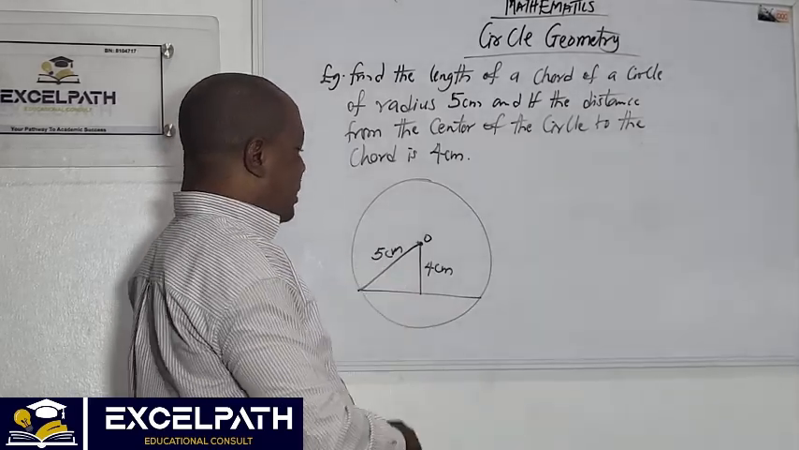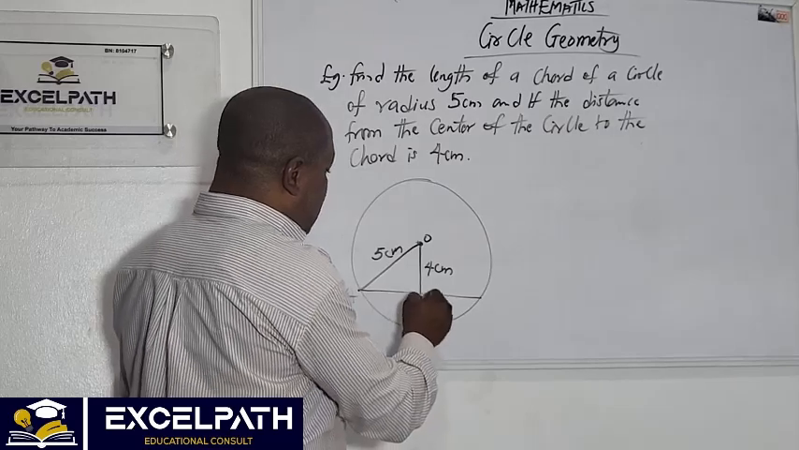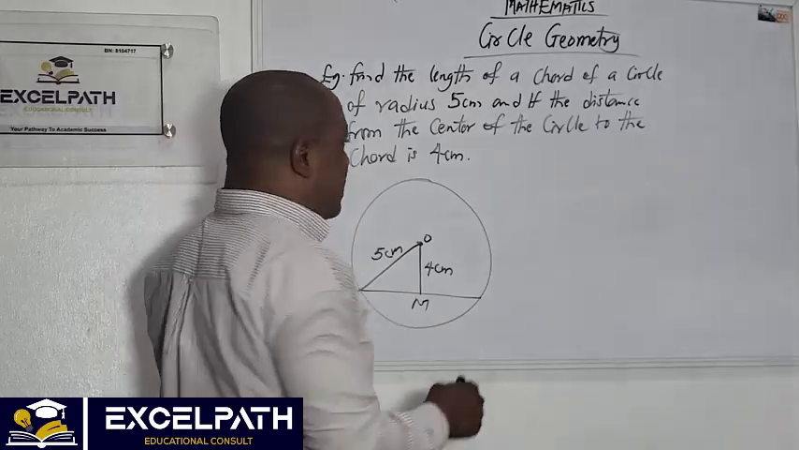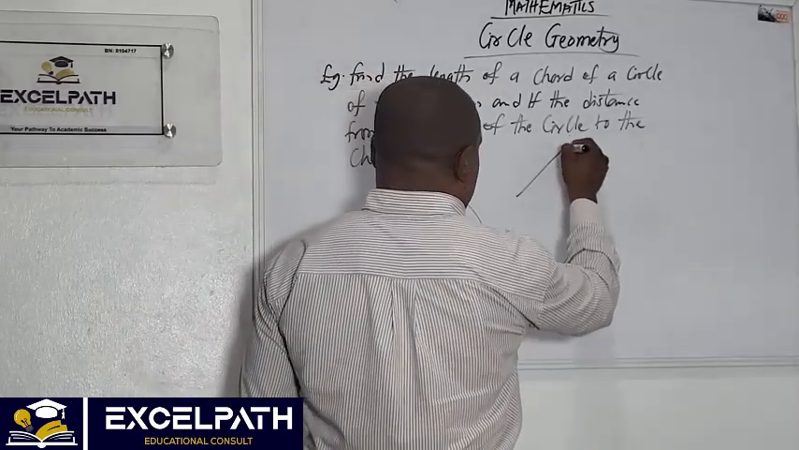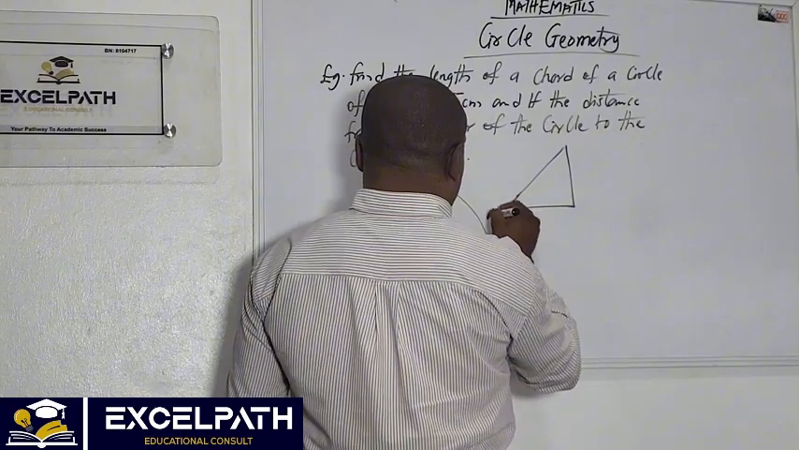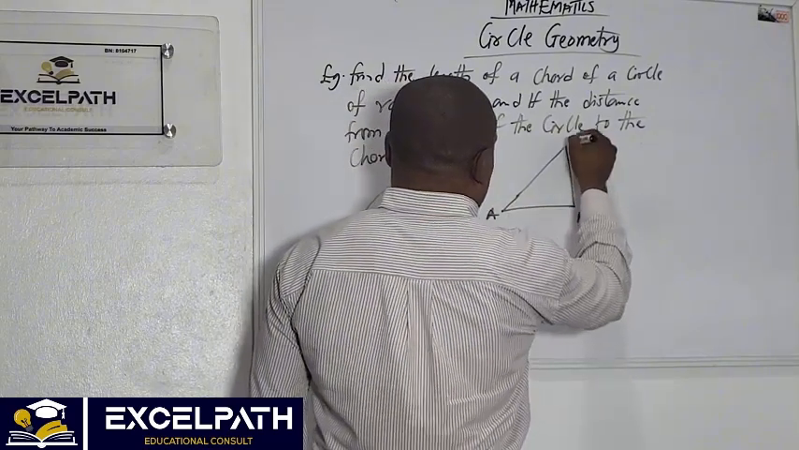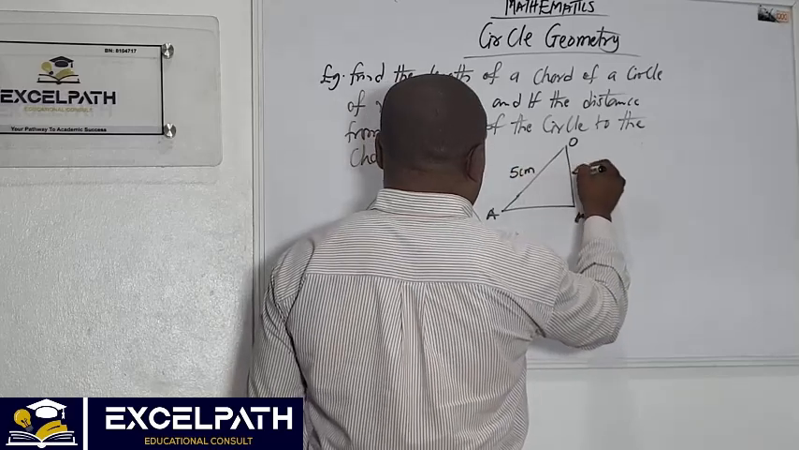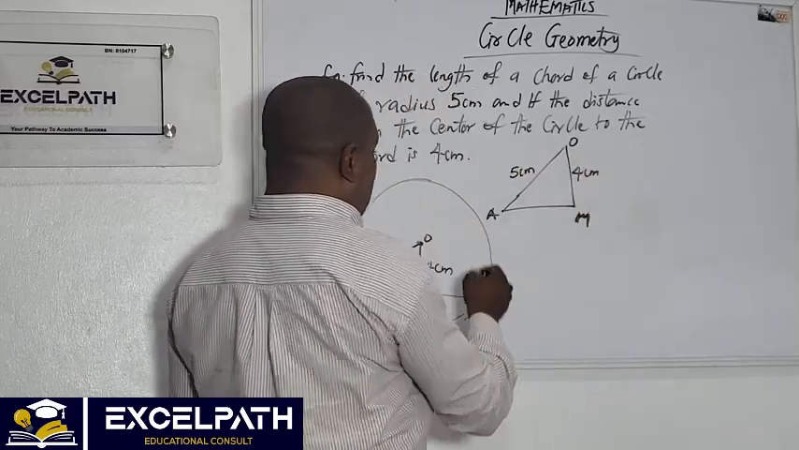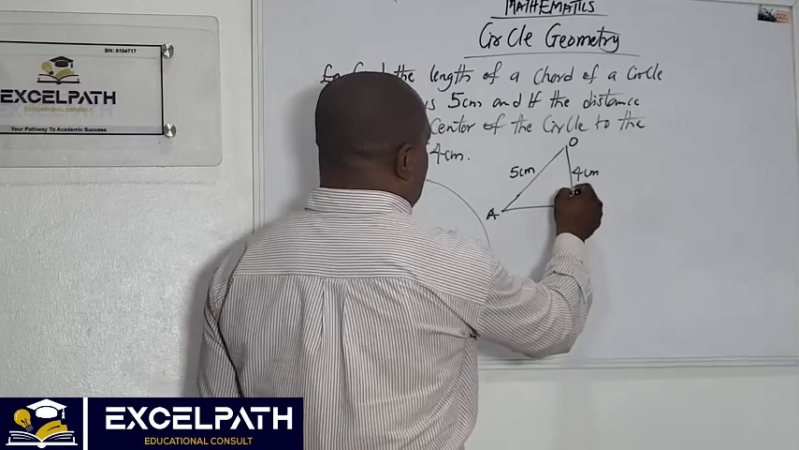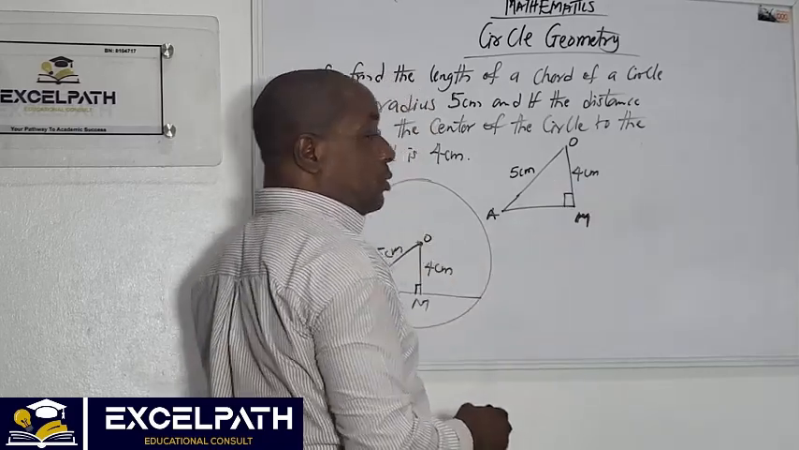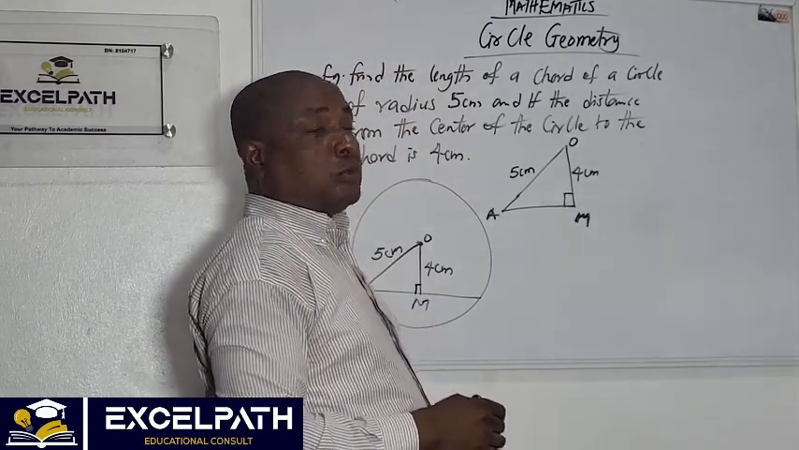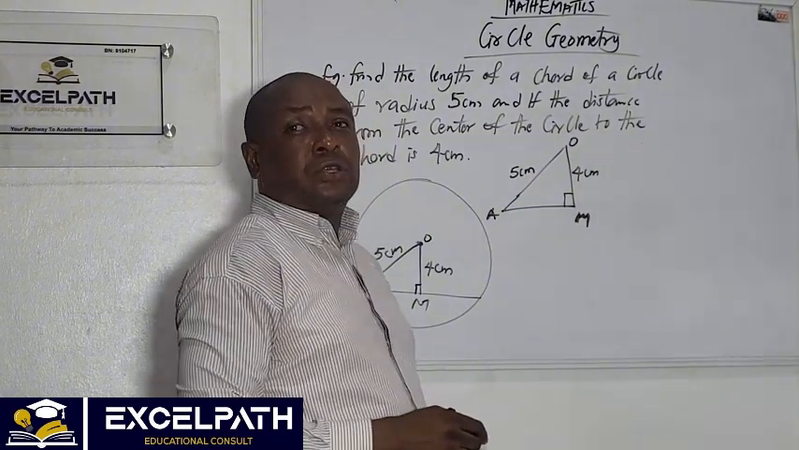If you look at this diagram, let me label this part as AM. Now, look at the diagram, you'll find that we have a triangle OAM. So this is 5 centimeters, this is 4 centimeters. Because this triangle is a right angle triangle, we're going to make use of what we call Pythagoras theorem.